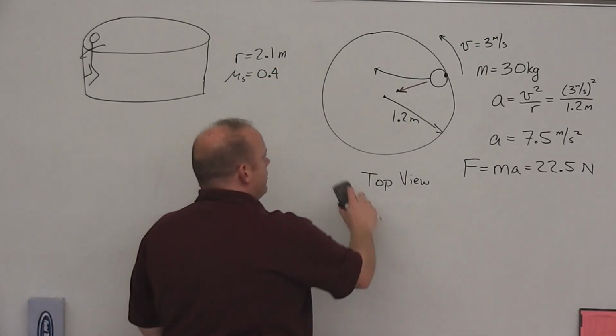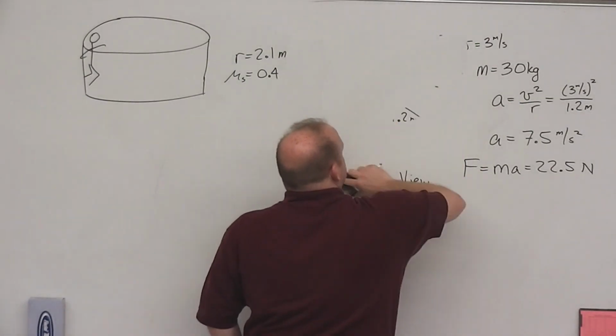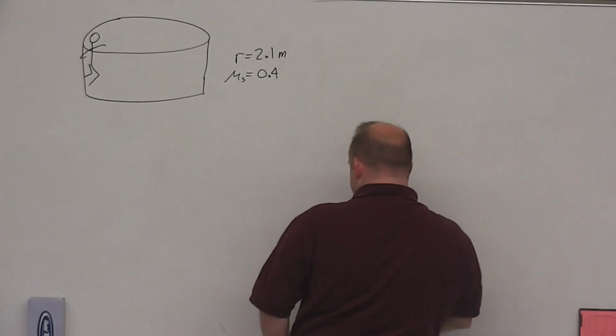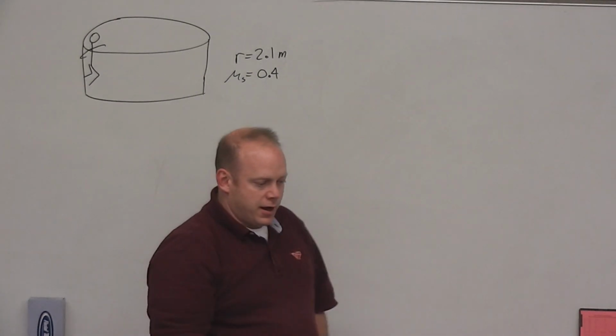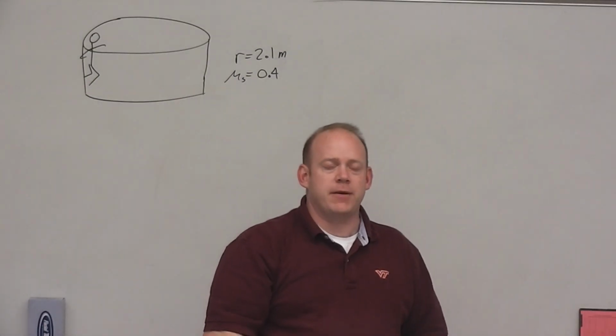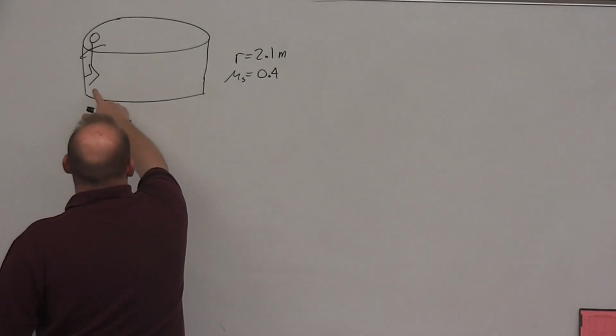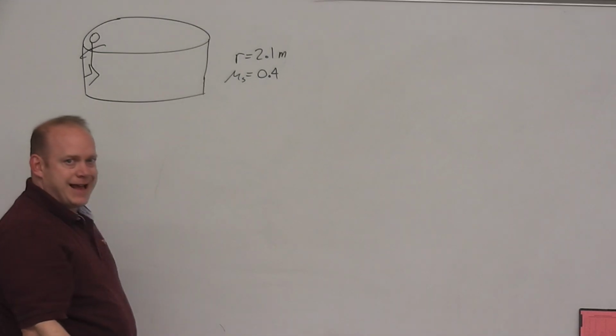What I want to know is the minimum speed that the rider has to go in order to stay stuck up against the wall without sliding down.